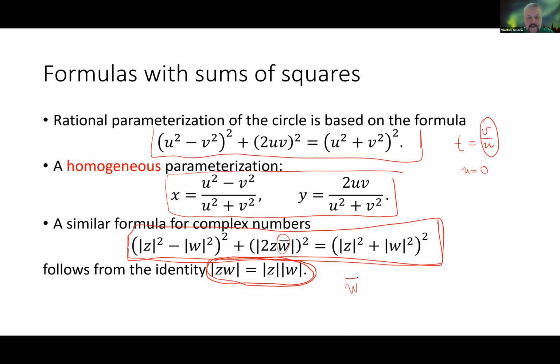For the sake of this formula, it doesn't matter that w bar denotes the complex conjugate number; the formula will still be true if instead of w bar, I put w here. It will just be nicer with w bar later. We'll see it later.